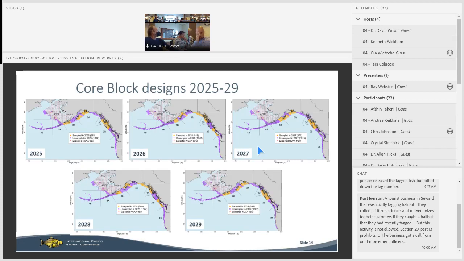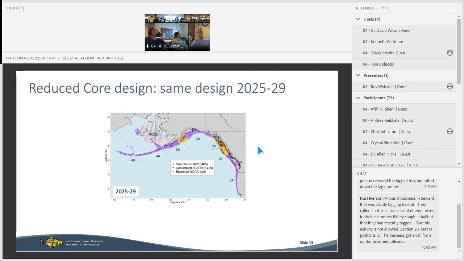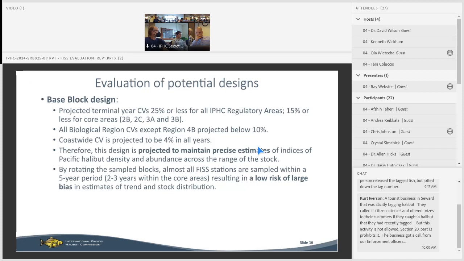So that's the core block design 2025, same as the base block, but with nothing outside of 2B, 2C, 3A, and 3B. So this would result in good spatial coverage in the core over a short period of time, low potential for bias, precise estimates within the core, decreasing precision and increasing potential for bias elsewhere. Would feed into regional and coastwide estimates as well. The reduced core design is simply this, fished over 5 years. Again, that's a representative design. It would be unlikely that that would be what would be implemented on the basis.